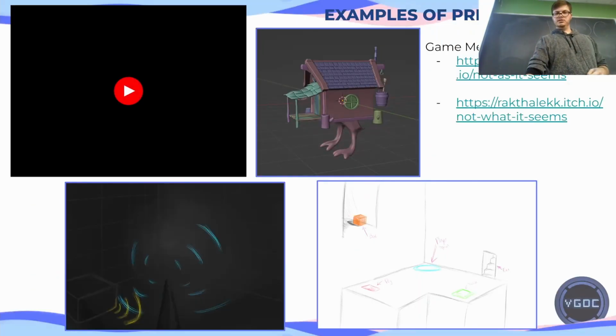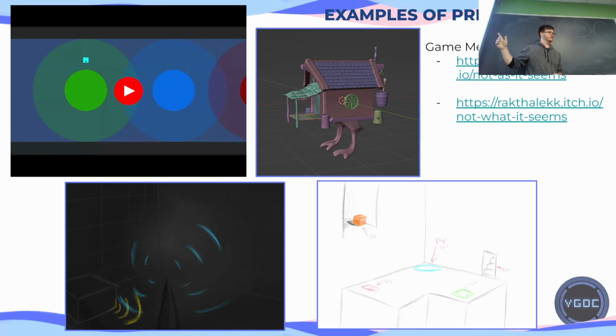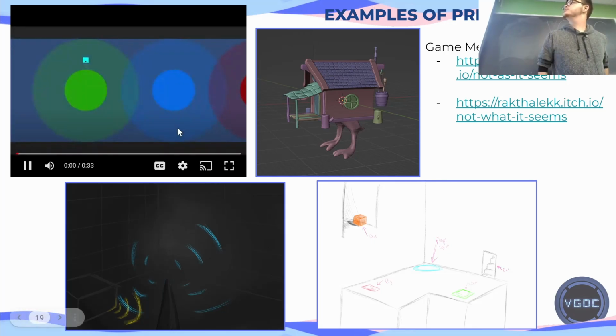So with that in mind, here are some examples of things done in previous jams to give you an idea of scope. So this up here on the left is a game mechanic someone has done.